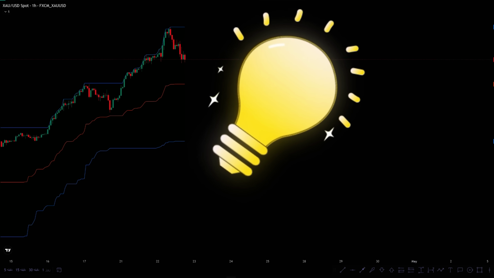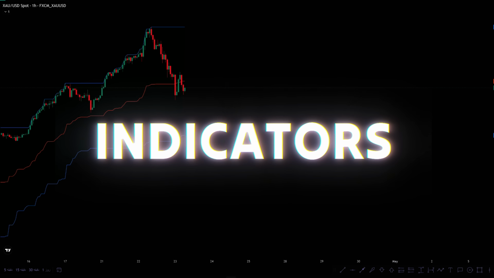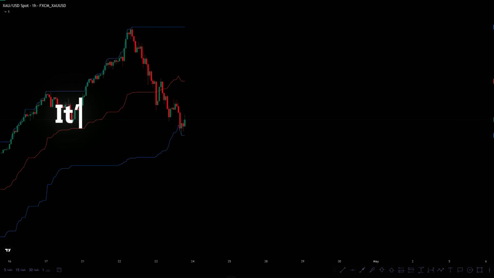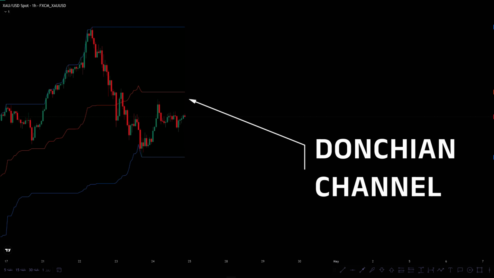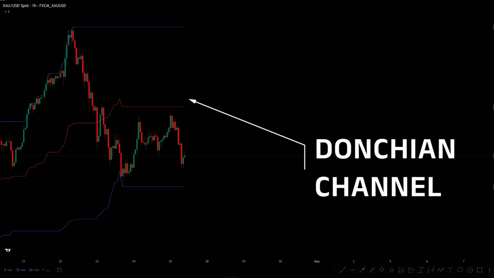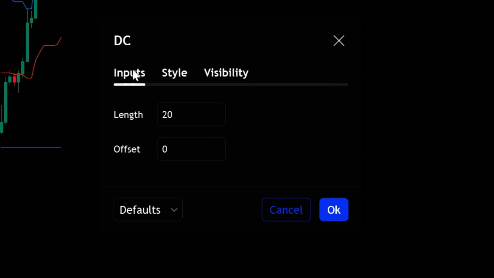Now, here's the part that actually gives you an edge. It's not the indicators, it's how people misuse them. This channel is the Donchian channel. For its settings, set the length to 100, not default. That filters noise and forces you to respect real structure.